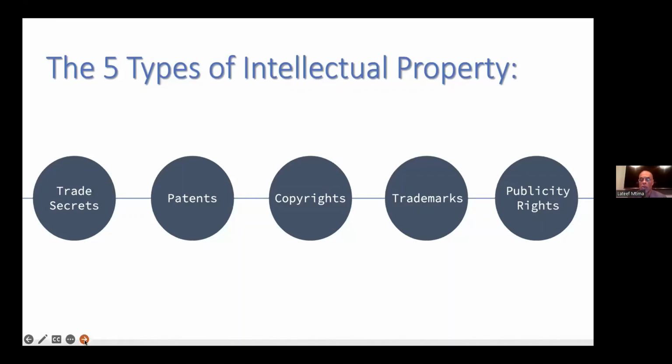And now what we're going to do is we're going to go through each one in just a couple of minutes so that you understand what does it take to get this type of protection. Once you have that type of protection, what kind of rights you get with it, how you can use those rights to protect your work, make money off of your work. And at the end, we will have all 5 covered.